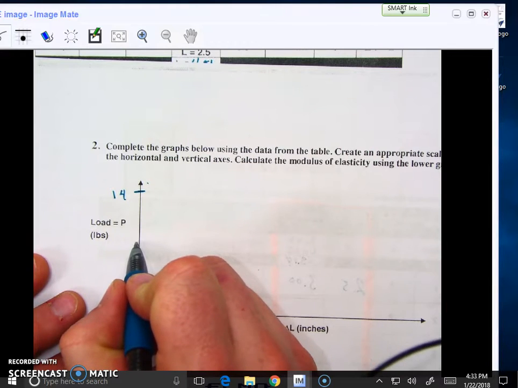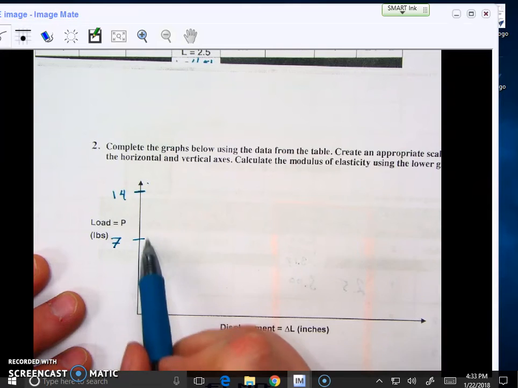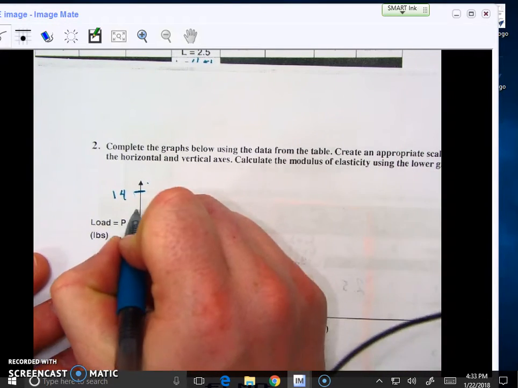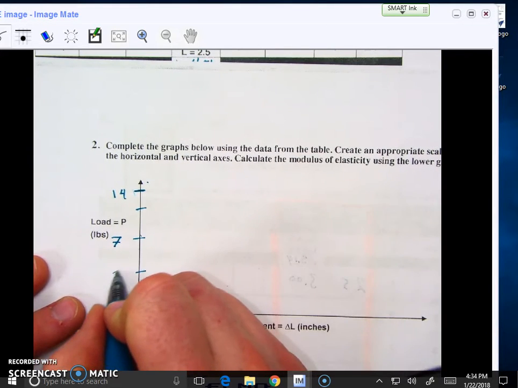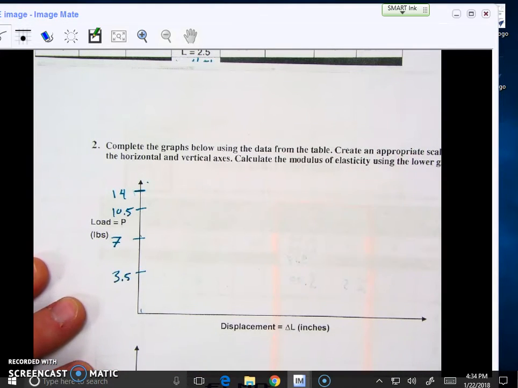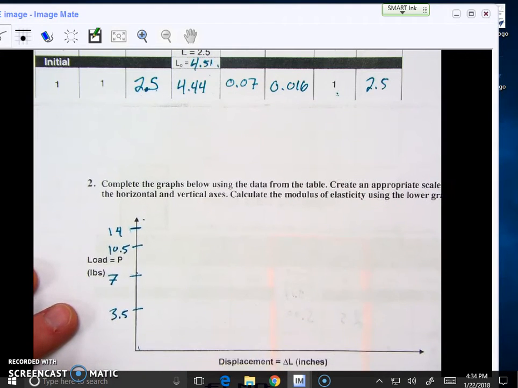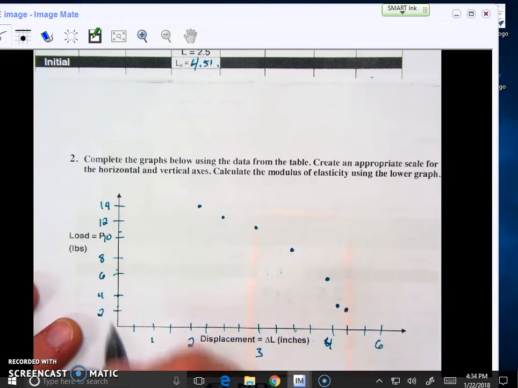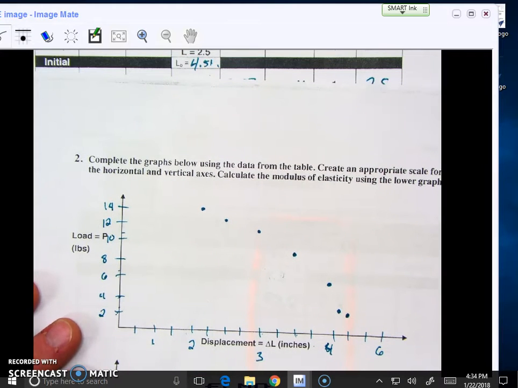Divide that in half, and that's going to give me 7. So I've got going from 0 to 7, 7 to 14. And you can keep successively dividing this in half as one way you can develop your scale. So this would be about 3.5. This would be 10.5. That's one way you can think about this. Alternatively, what I did over here, you can increment by 2, 4, 6, 8, 10 up to 14. That's a fine way of doing that as well.